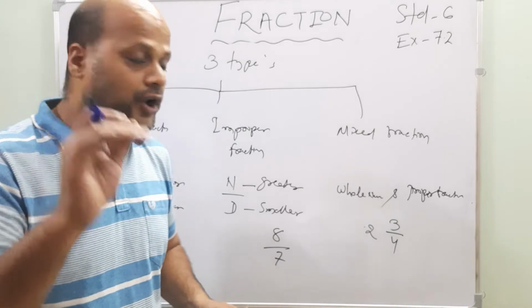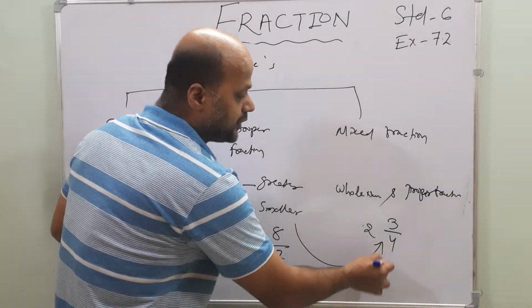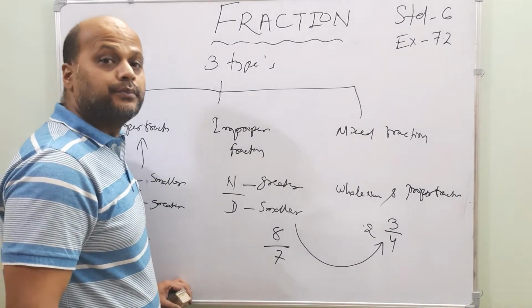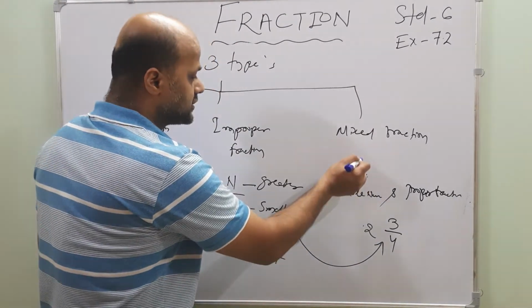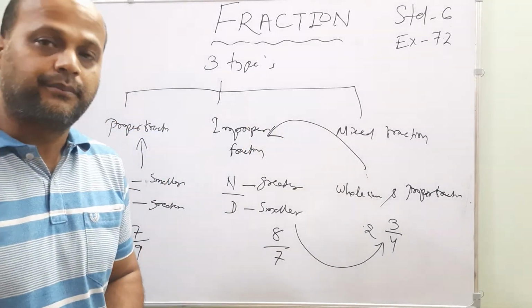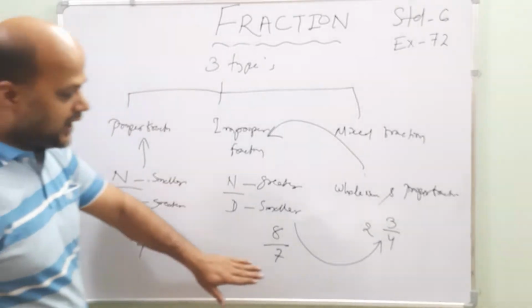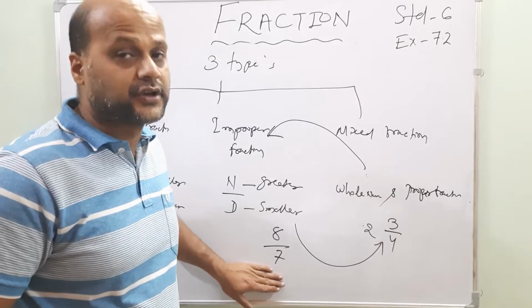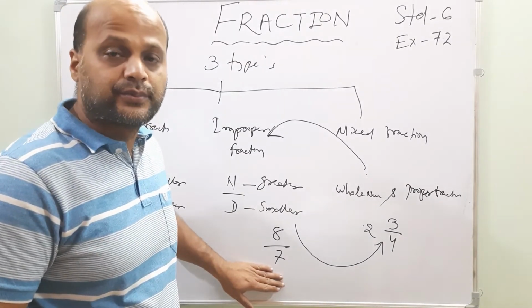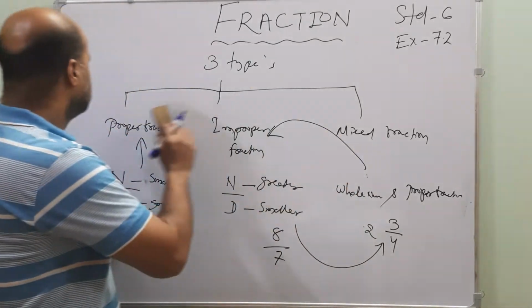Understood? And remember, an improper fraction can always be converted into a mixed fraction, and a mixed fraction can be converted into an improper fraction. This is the main thing. Understood? Okay. Now you understood this one. But how to convert improper to mixed and mixed to improper? Let's see it.